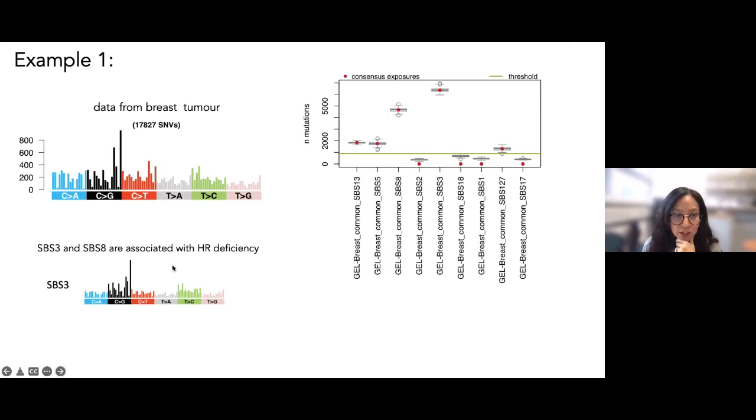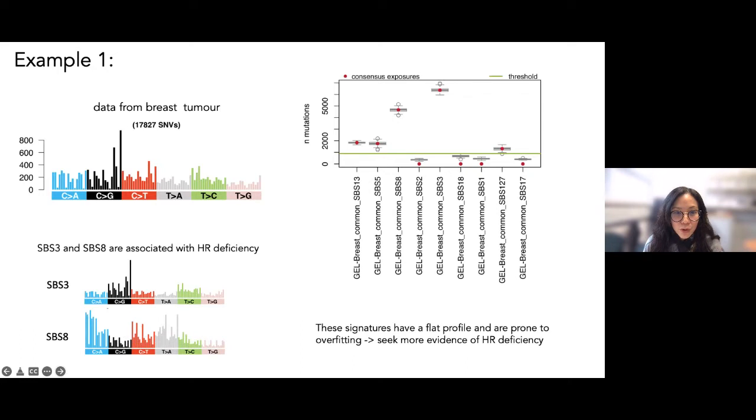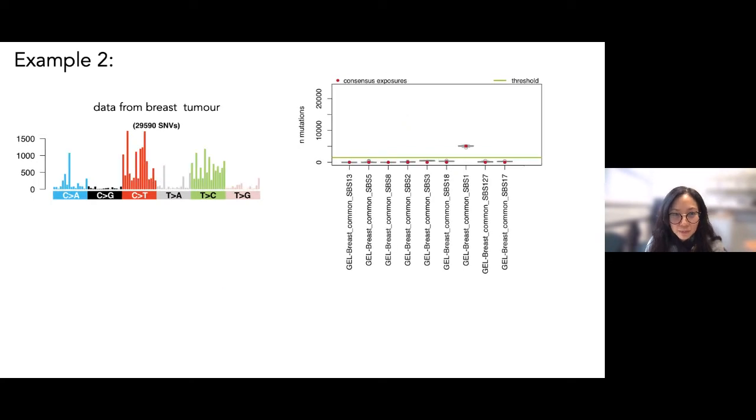Signature 3 is a clinically relevant signature. I mentioned it before. This is the one that's been associated with HR deficiency. But I also mentioned that it's a bit of a dumping ground for error and noise. And so you need to look out for other features to ensure that this isn't just overfitting. I will come to some of those and some algorithms that I use to help you make that decision. So that's one example. Let's do another one.